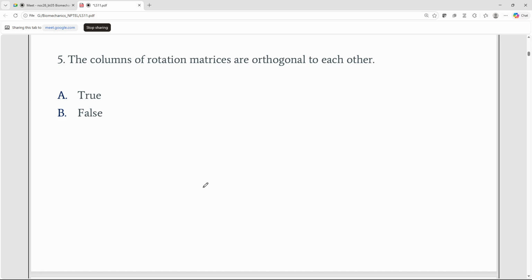Next question. Next is a true or false question. The columns of a rotation matrix are orthogonal to each other. Options are option A, true. Option B, false.